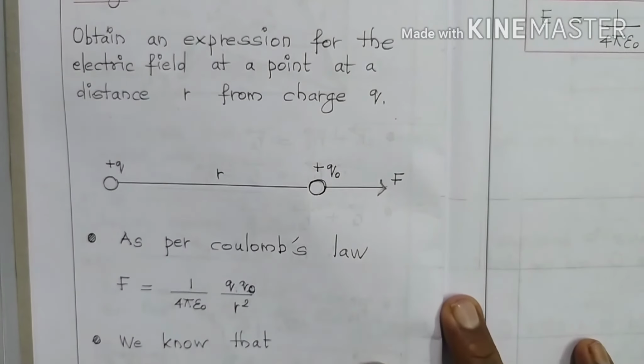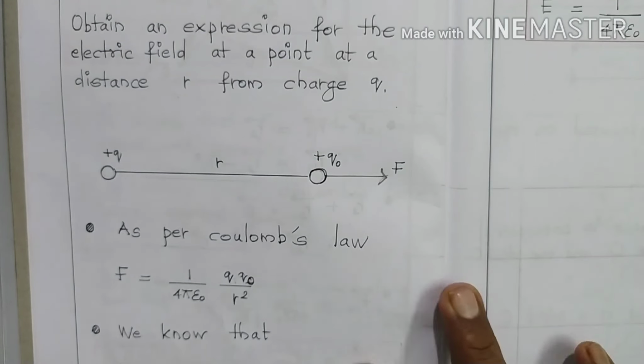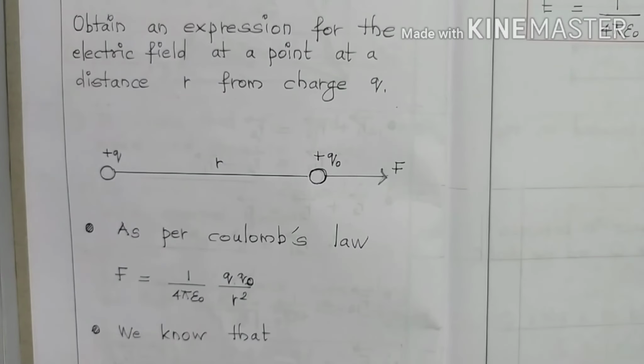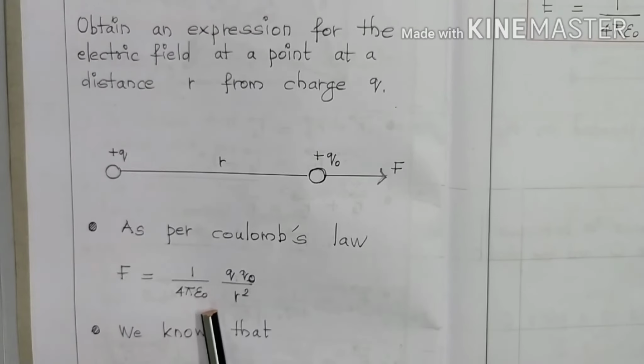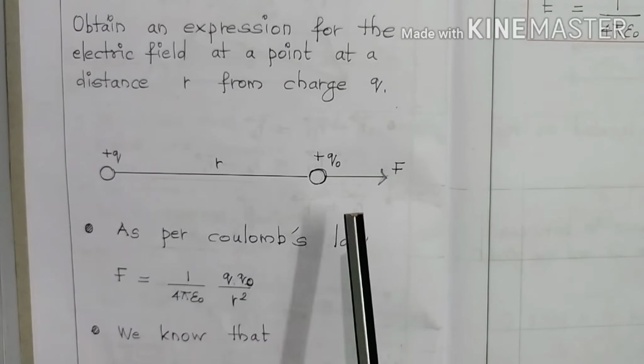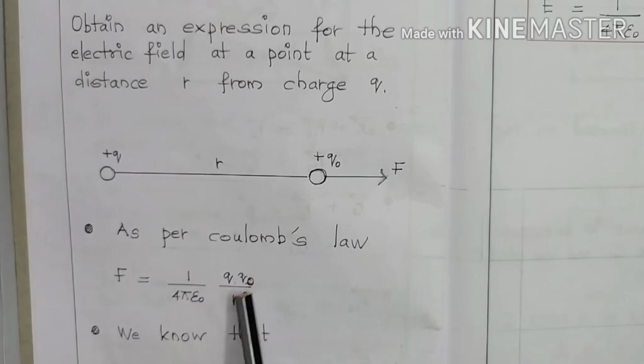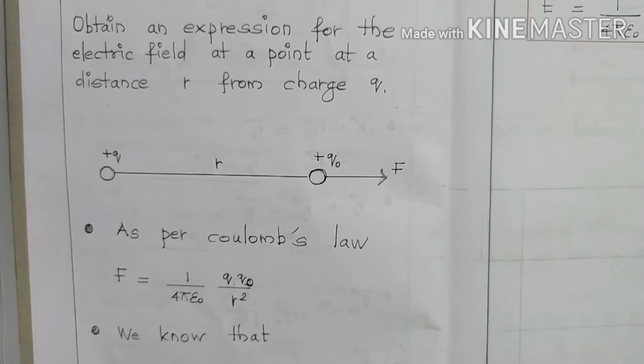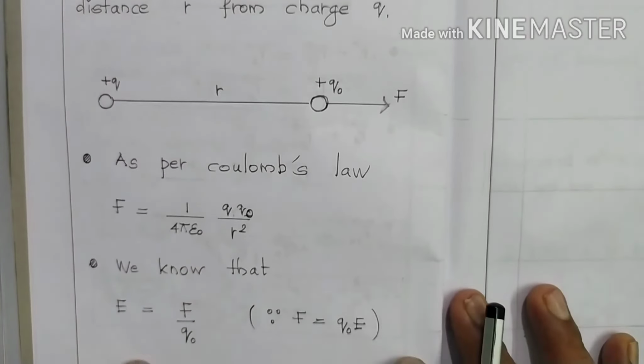Now, what is Coulomb's law? You might be knowing that F is equal to 1 by 4 pi epsilon naught Q1 Q2 by R square. The same thing you apply here also. F is equal to 1 by 4 pi epsilon naught. In the place of Q1 you write Q. In the place of Q2 you write Q naught, by R square. That's all.